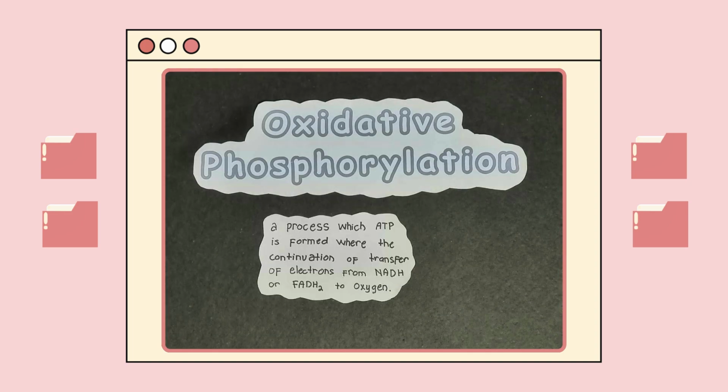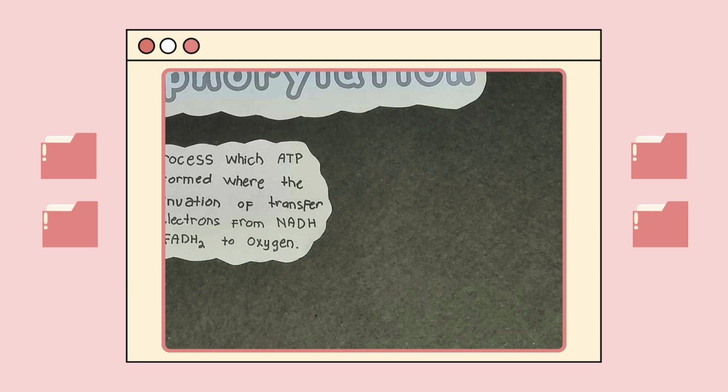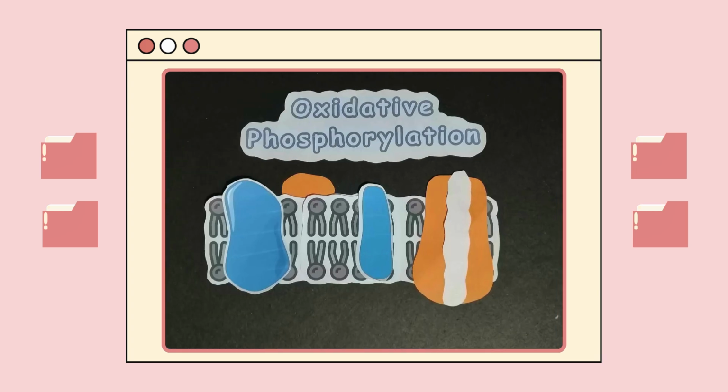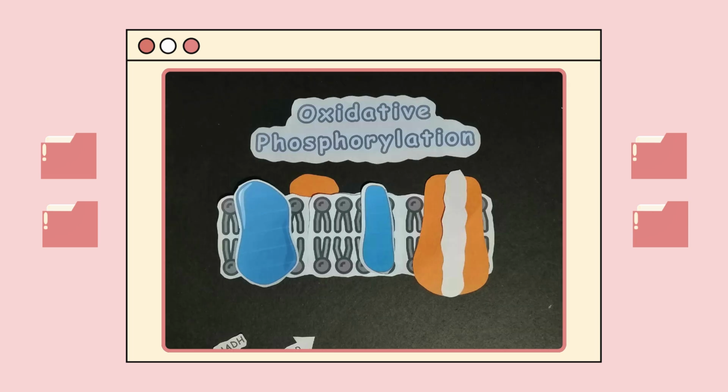It is a process in which ATP is formed, through the continuous transfer of electrons from NADH or FADH2 to oxygen. Oxidative phosphorylation is also called the electron transport chain, or ETC, and it also occurs in the mitochondria. Do you still remember the NADH and FADH2 that were created in the previous stages? Well, they are used here in the ETC.